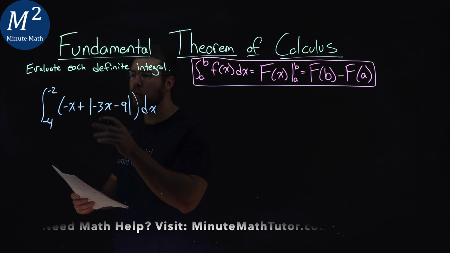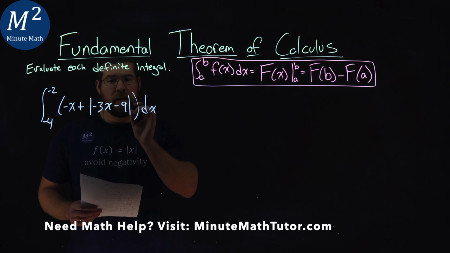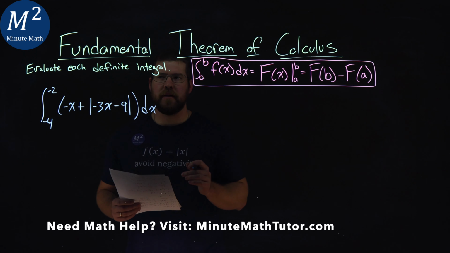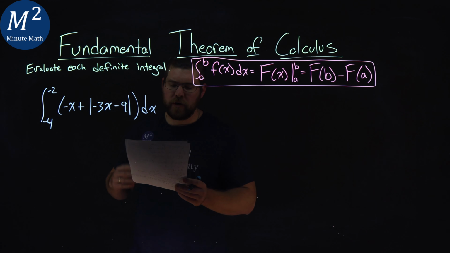We're given this problem right here. The integral from -4 to -2 of negative x plus the absolute value of -3x minus 9 dx. And we need to evaluate this definite integral. Now here's the tricky part. We have the absolute value. So here's a little trick we want to do.